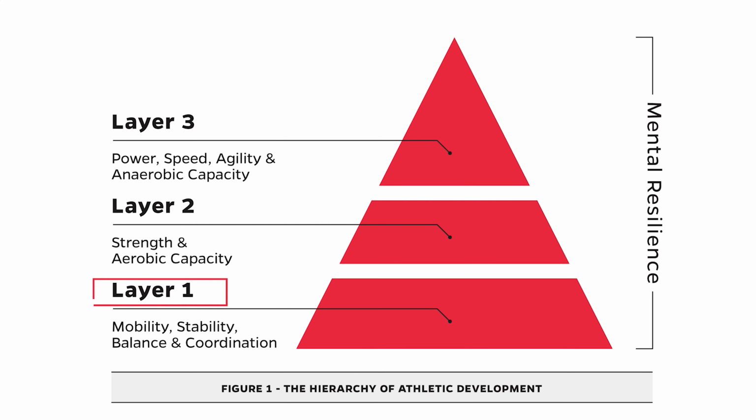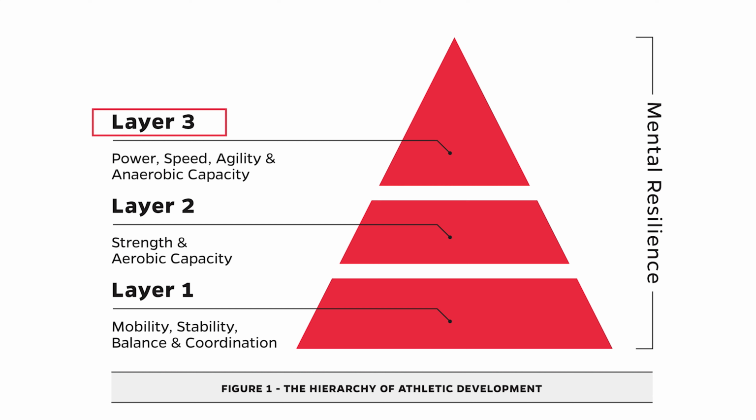If you haven't seen it before, we've defined athleticism as having 10 key components, grouped into little layers. Layer 1 is all about mobility, stability, balance, and coordination. You have layer 2, which is strength and aerobic capacity, and then layer 3, the fancy layer, which is power, speed, agility, and anaerobic capacity, with an overarching theme of mental resilience.